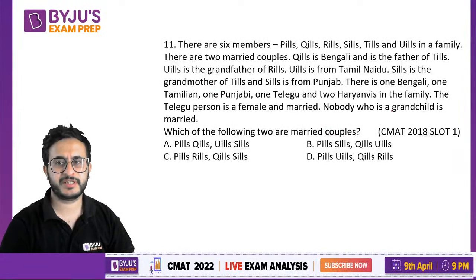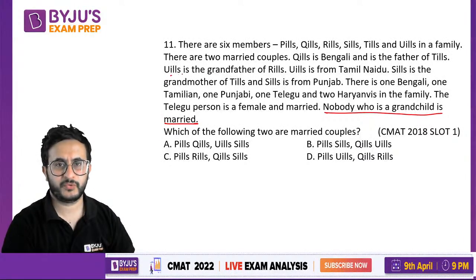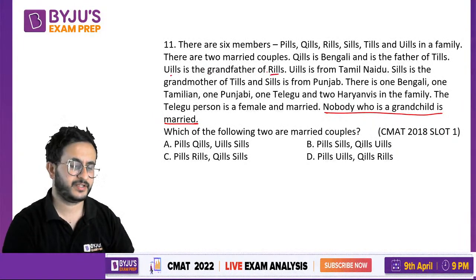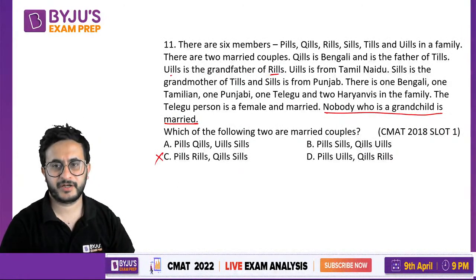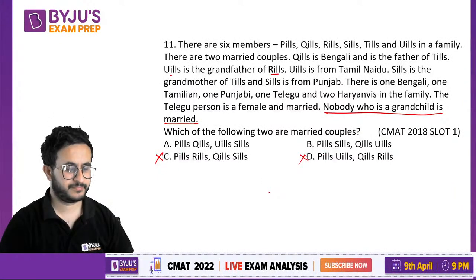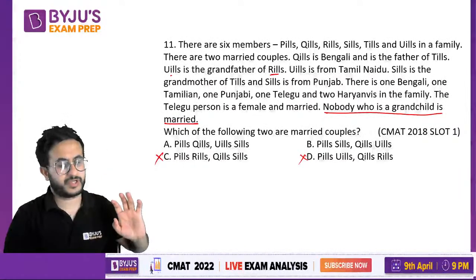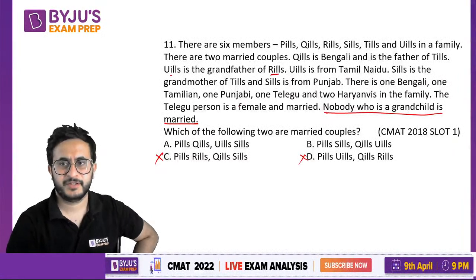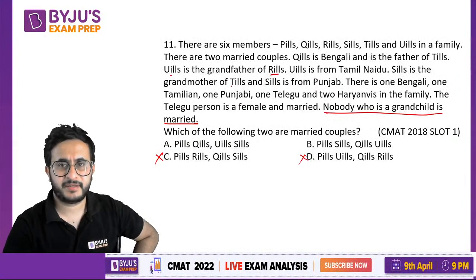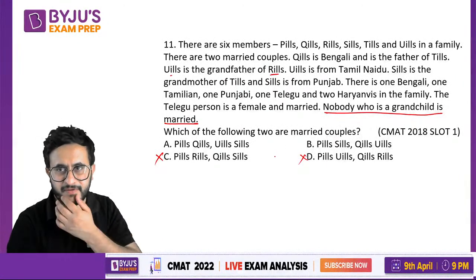It says nobody who is a grandchild is married, right? No grandchild is married. Ulis is the grandfather of Rils, right? So Rils is a grandchild, so Rils cannot be married. The option C and option D we can eliminate. So instead of making the complete arrangement, we can eliminate 2 options straight away, because Rils cannot be married. And Sils is the grandmother of Tils, right? So Tils also cannot be married.